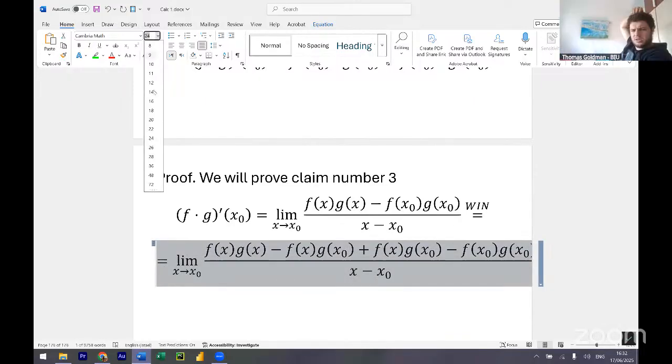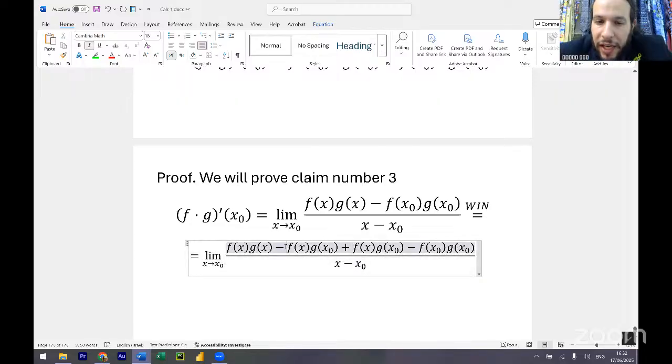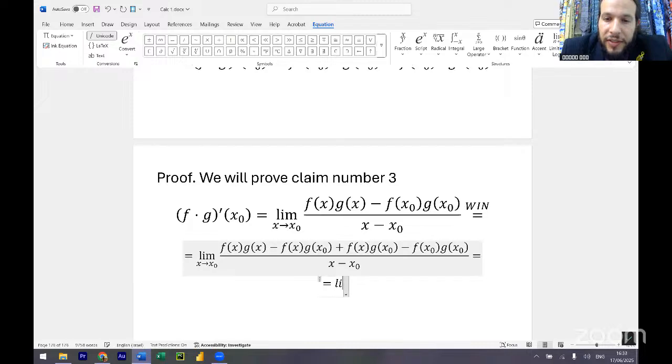Is it not f(x0)g(x0) minus f(x0)g(x)? No, because I subtracted and added the exact same expression. Got it. Okay. And this is super helpful, and you'll see why. This is the limit as x goes to x0, not t0, x0, of. So from the first pair, what can we take out as a common factor?